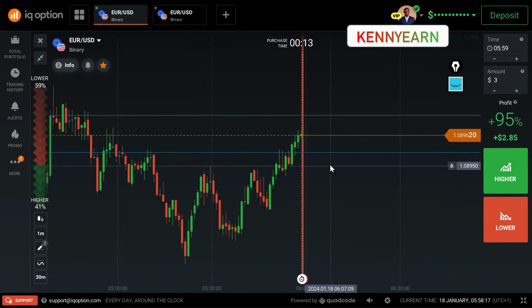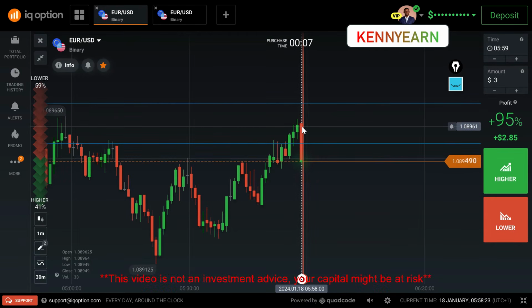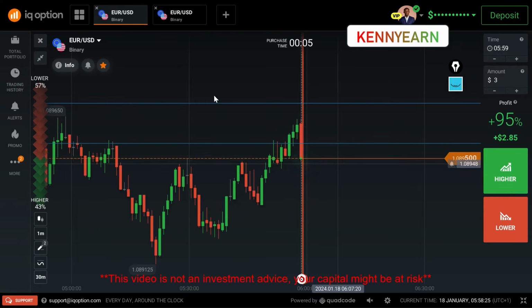So let me wait for the close. This candle is going to take 1 minute to form. Oh wow, you can see it just reversed. I was lucky there.